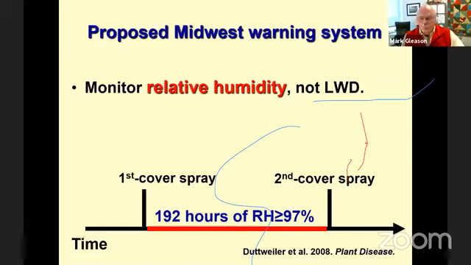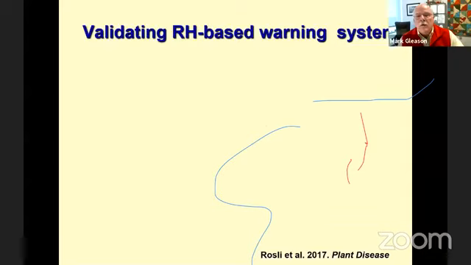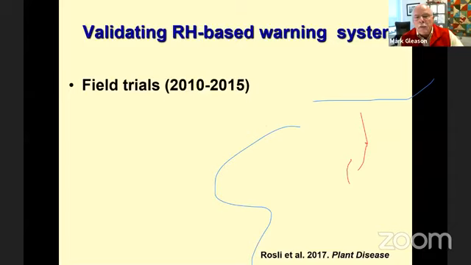Well, that was a starting point for a new model. And we began to evaluate that in the field, because it's one thing to play games on a computer, but it's another thing to see what works in the field. And this led us to actually modify this system. We did field trials over 6 different years. And over that period, using the warning system saved about 2.5 sprays per year.